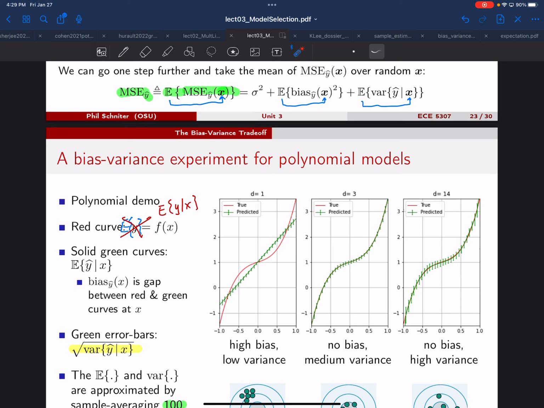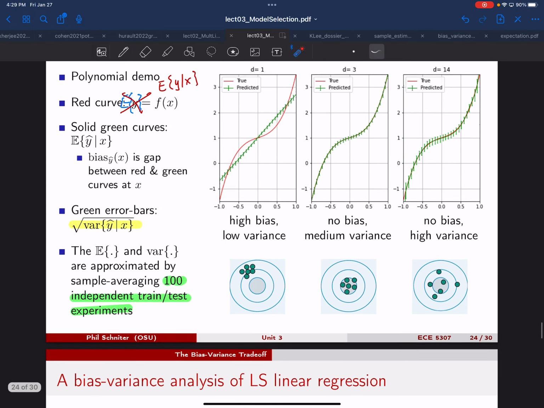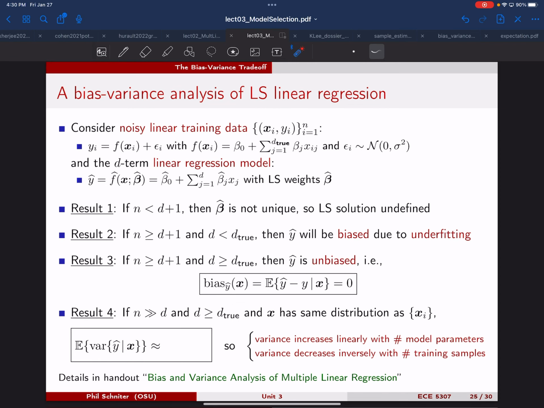Okay. So it turns out that the right answer is the variance component. Bias is not typically affected by the number of training samples. It's really about whether your model itself is complex enough so that it can describe the true model. But the variance, as we'll see, is definitely related to the number of training samples you have.